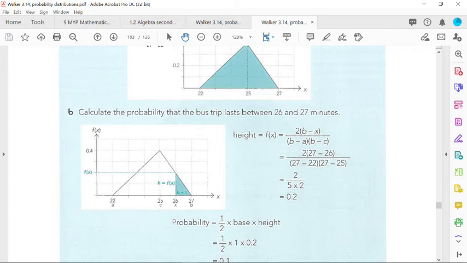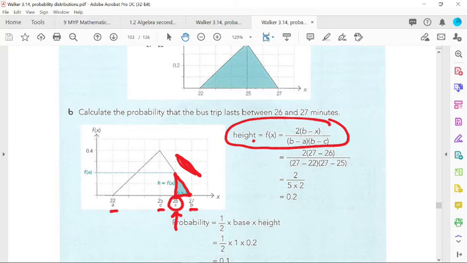So the first thing we want to do is shade the area we're looking for. 26 minutes is here, and between 26 and 27, that's our area. This time they've given us the value we want, and since that's the new value, that's your x value. Just like every other probability, x is the one you didn't know. Again, these stay B, A, and C. We're on this side of the triangle, so that's why they've picked this particular formula.